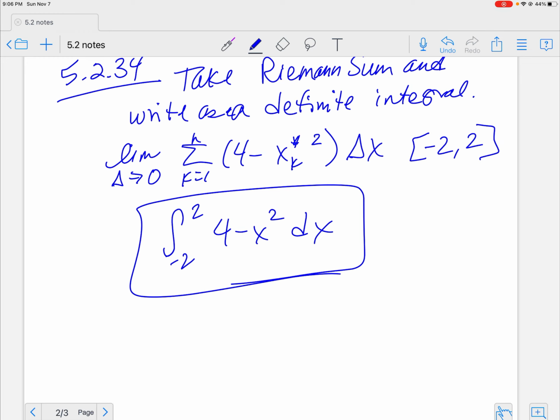That's all she wrote. Not bad, right? You're just seeing the relationship between infinitely many rectangles and a definite integral. That's the connection that I want you to make here. Overall, pretty easy. Cool. What a way to start this off, right?